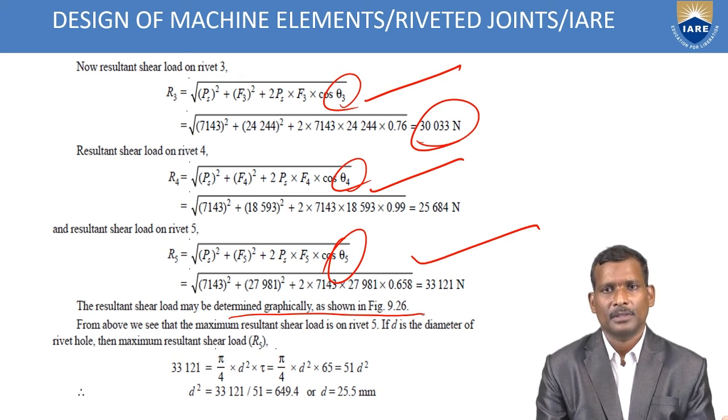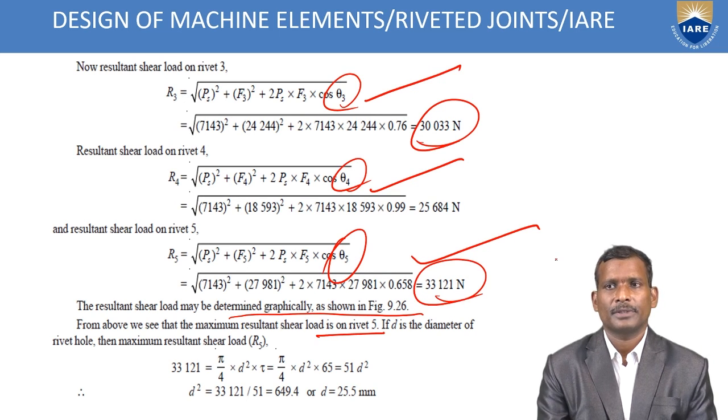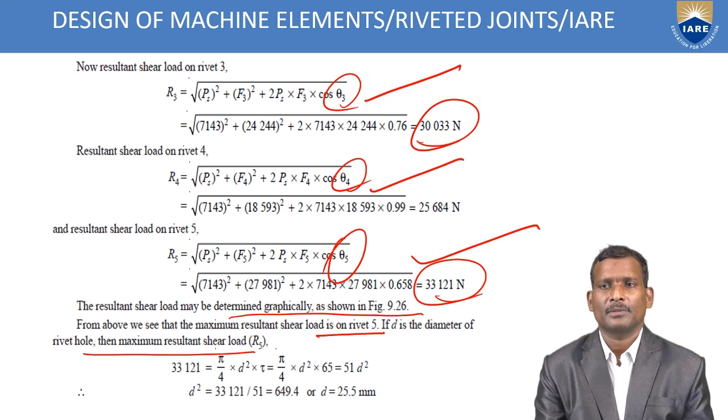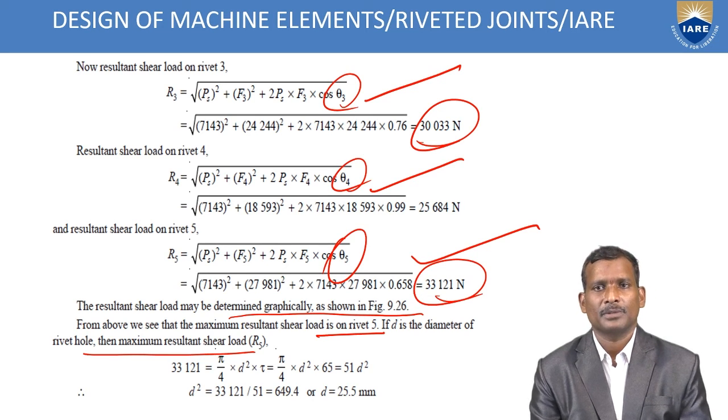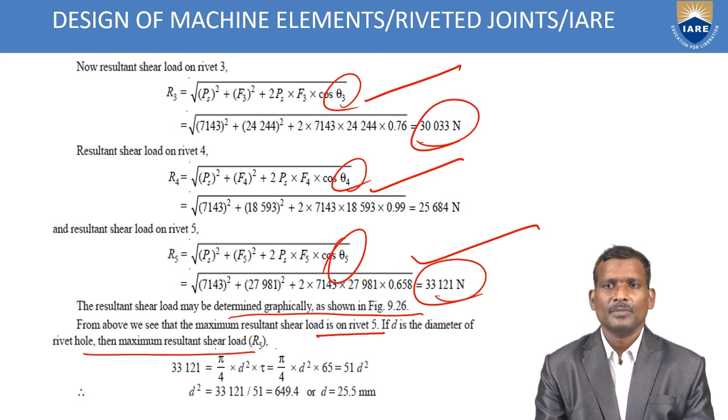From the given figure, you see that the maximum resultant shear load is on rivet 5. Which one is maximum? Rivet 5 has the maximum value, which is 33,121 newtons. The diameter of the rivet you can calculate by using this maximum resultant shear load. Whichever rivet has undergone the maximum resultant shear load, at that rivet you need to calculate the dimension of the rivet.